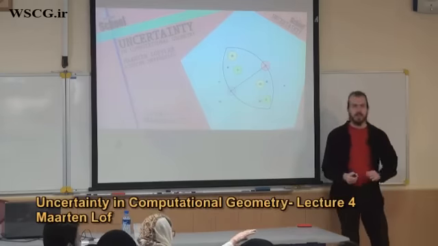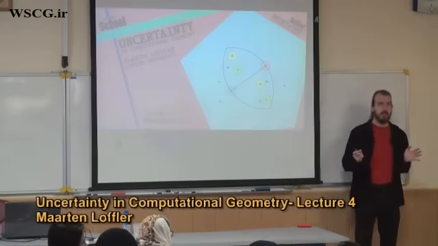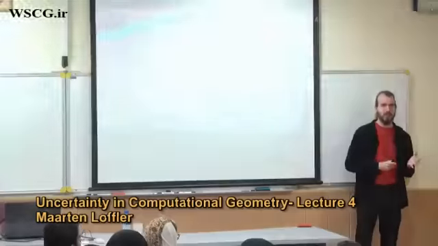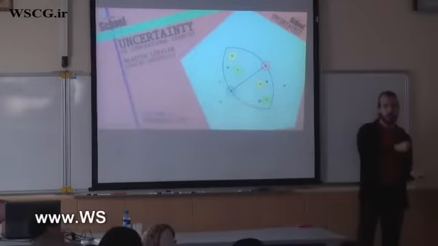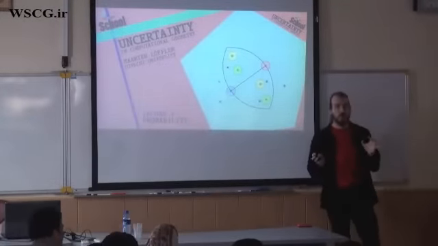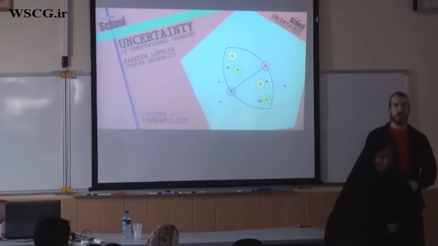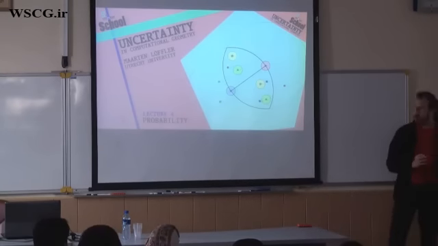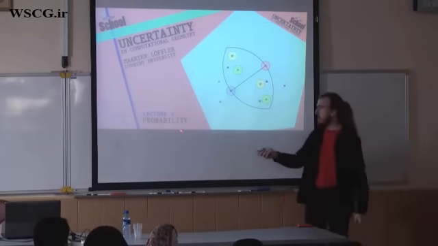So in the first lecture, I gave a bit of an overview of uncertainty in computational geometry. In the second one, we saw how to compute bounds on measures. In the third one, I talked about this preprocessing paradigm. Now I want to go back to the bounds on measures, but now in a probabilistic setting.